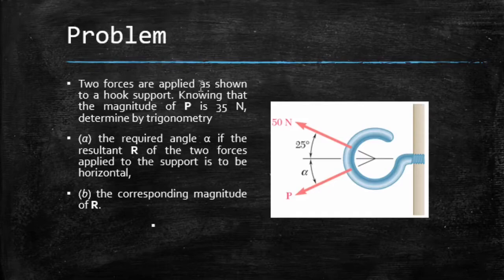Today we will try to do this problem. Two forces are applied as shown to a hook support. Knowing that the magnitude of P is 35 Newton, determine by trigonometry A. the required angle alpha if the resultant R of the two forces applied to the support is to be horizontal, and B. the corresponding magnitude of R.